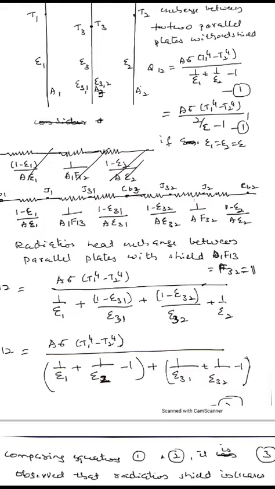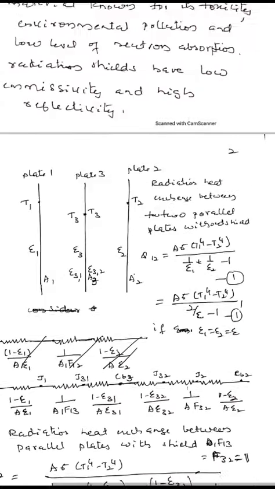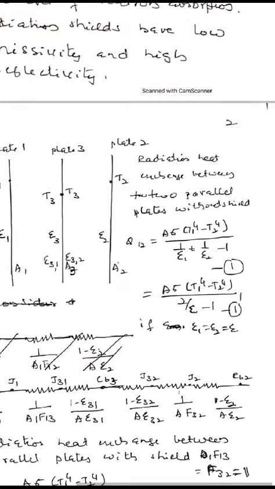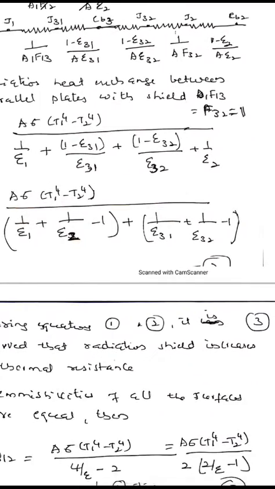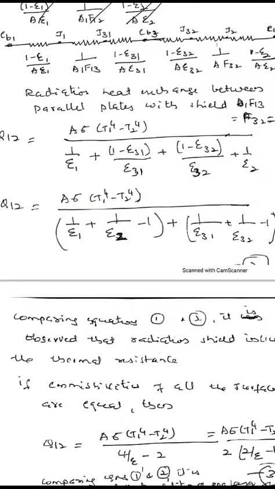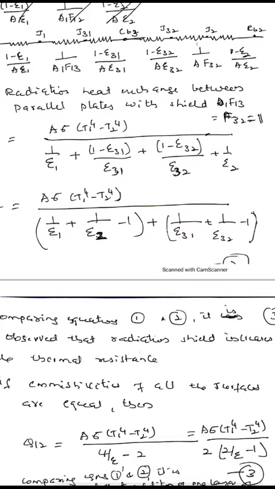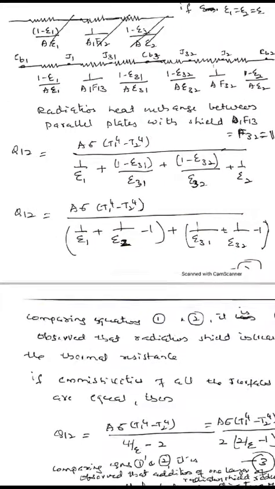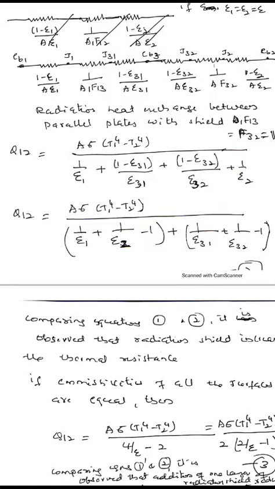Equation number 2. Comparing equation 1 with equation 2, it is found that the thermal resistance for the radiation process increases by the addition of a radiation shield. Therefore, radiation heat transfer occurring with the radiation shield will be less than that occurring without the radiation shield.